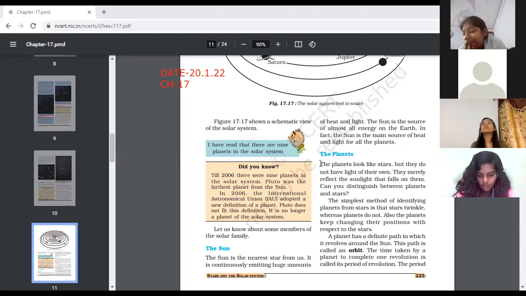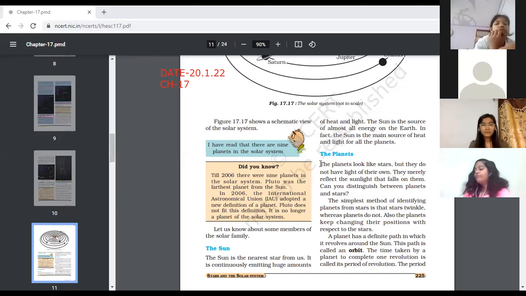Okay, next, Anshika Goel can continue. Now we are going to study about the different planets, and according to their distance, the planets are arranged.